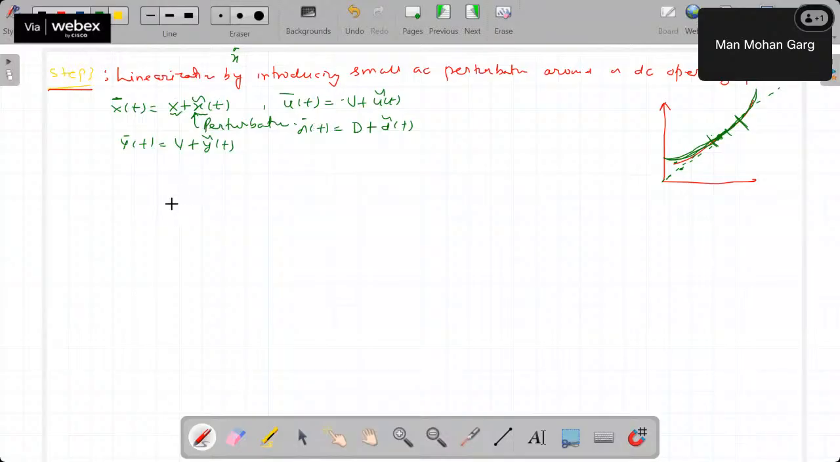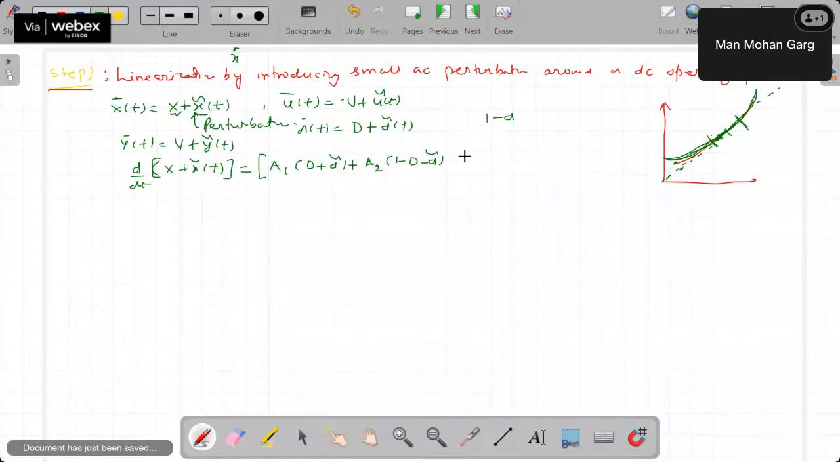Okay, so we go back to our equations. What were our equations? d upon dt of x, which we represent with x dot of t, equals A dash x plus B dash u, where A dash is a1 d plus a2 (1 minus d), and 1 minus d means 1 minus d cap.